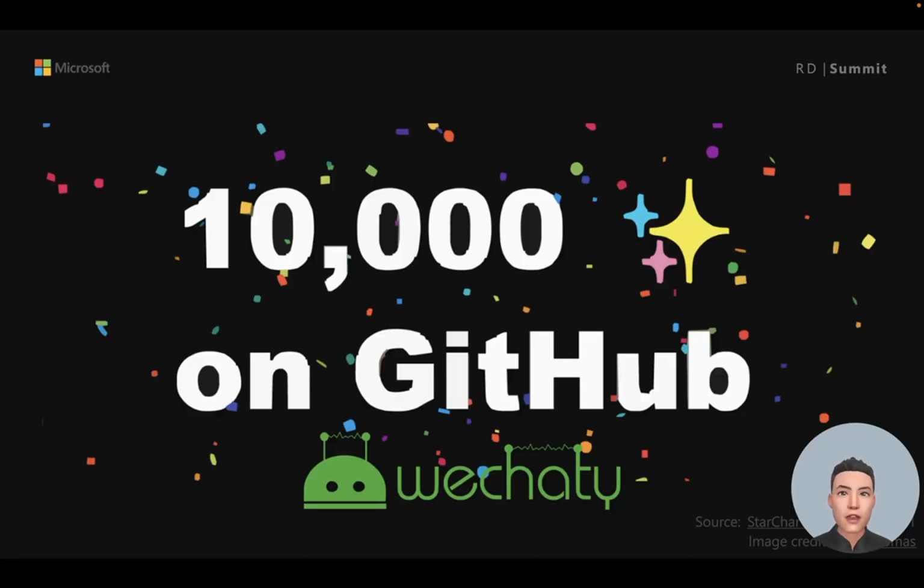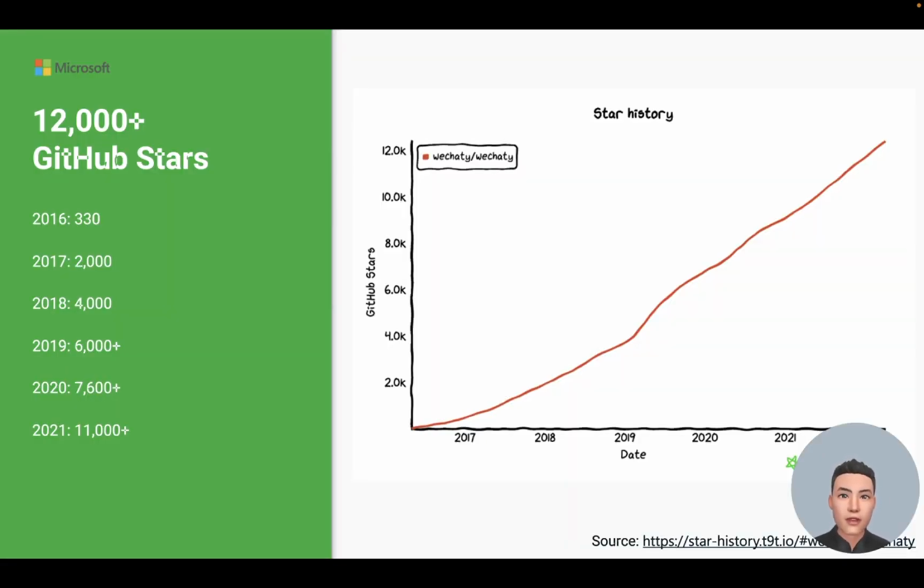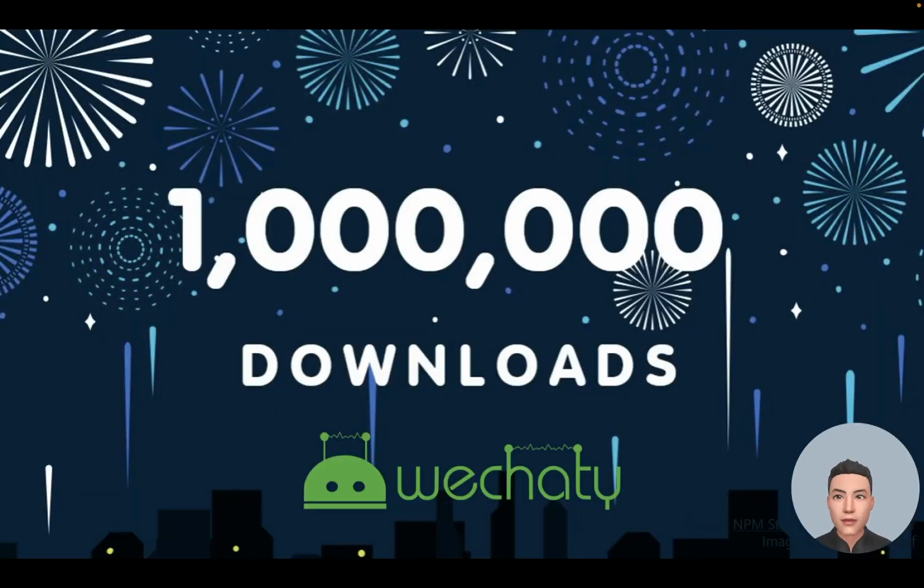The second number is 10,000. Wechaty has already gotten more than 10,000 GitHub stars on GitHub. And if we read this chart, we can see that in the past 6 years, we have a very smooth growth in GitHub stars. I'm very happy that developers on GitHub like our project.